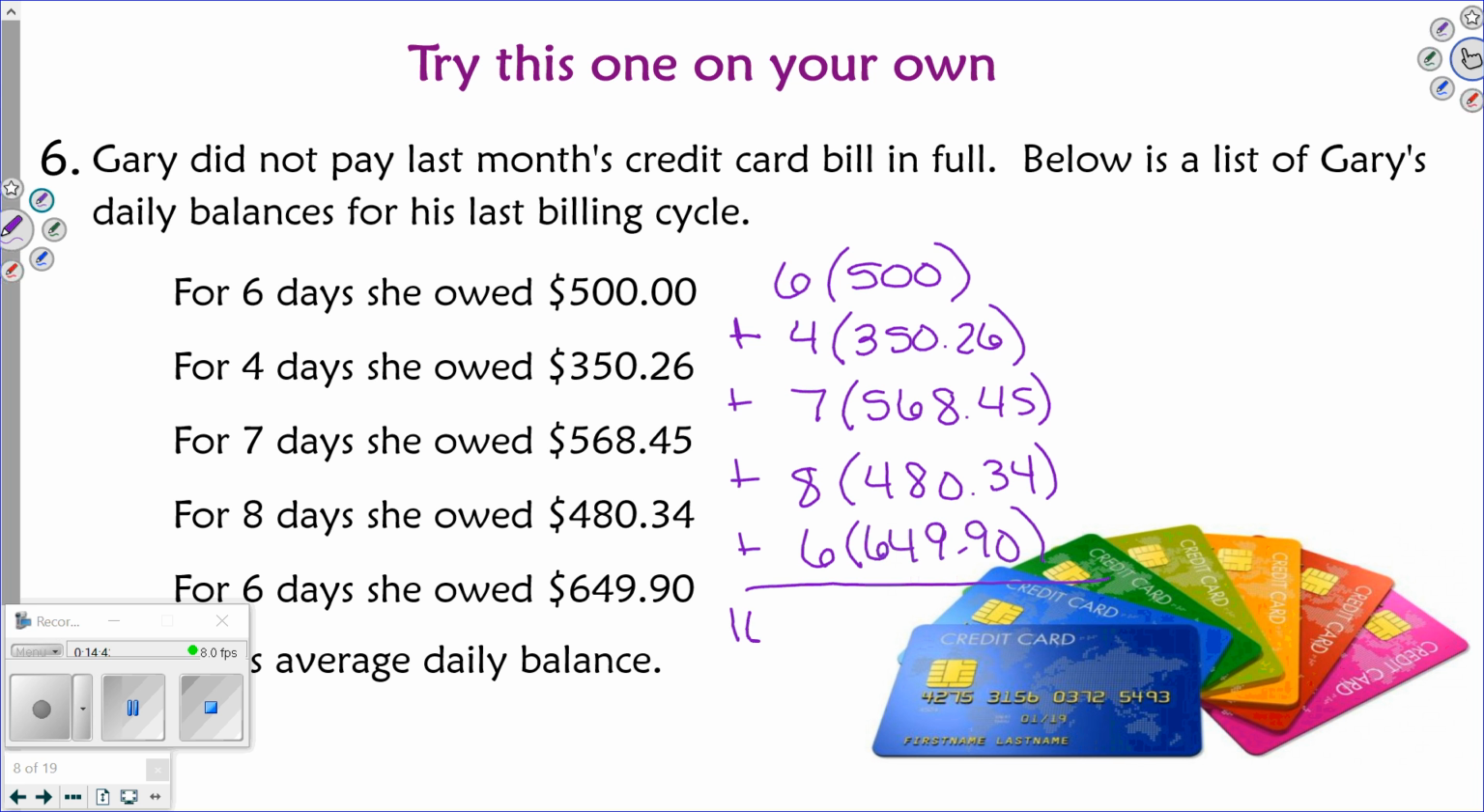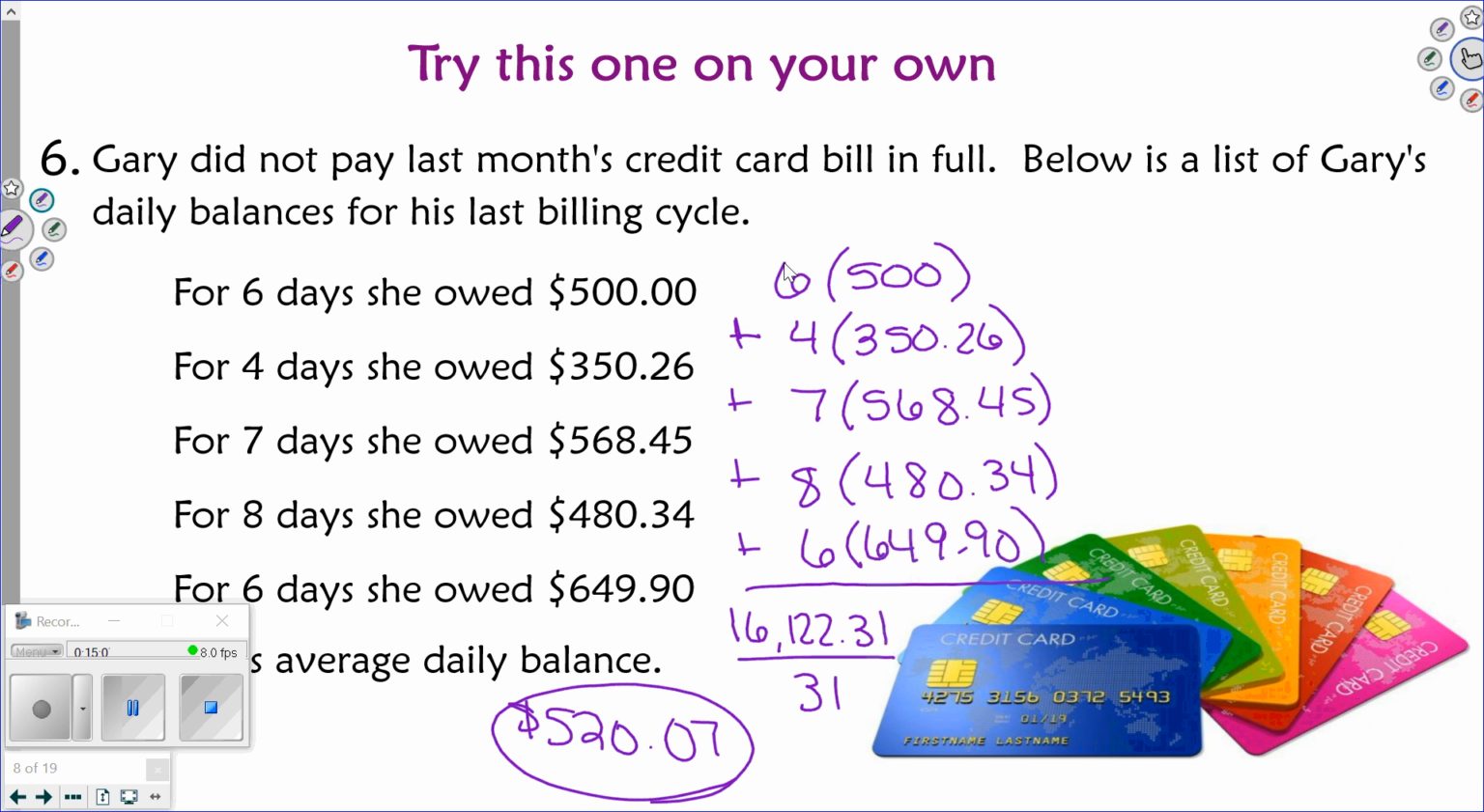We're going to get 16,122.31. Then we have to divide that. How many days are we talking? So there's 10, 17, 25, 31. We divide by 31 because we were talking 31 days. So their average daily balance is $520.07. Did we do okay? Awesome.